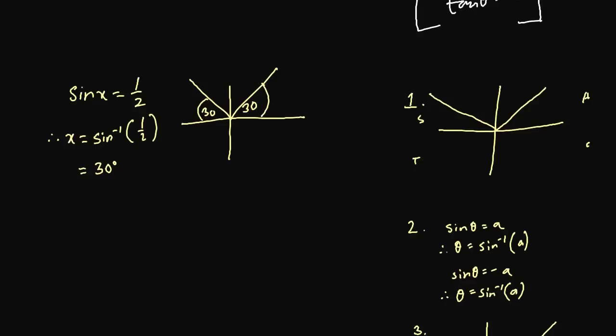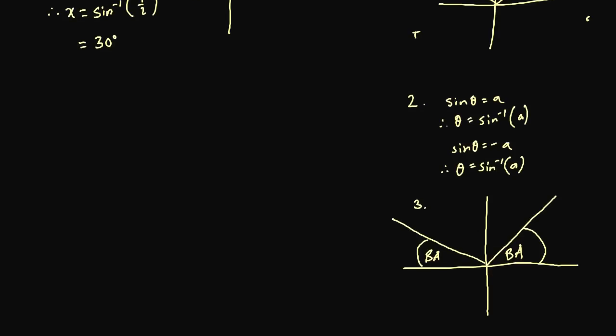Next, step 3 would be finding the angle themselves. If the basic angle is in the first quadrant, then the angle that you want to find is the basic angle. So your angle theta equals the basic angle. And if it's in the second quadrant, then your angle theta is 180 degrees minus the basic angle.